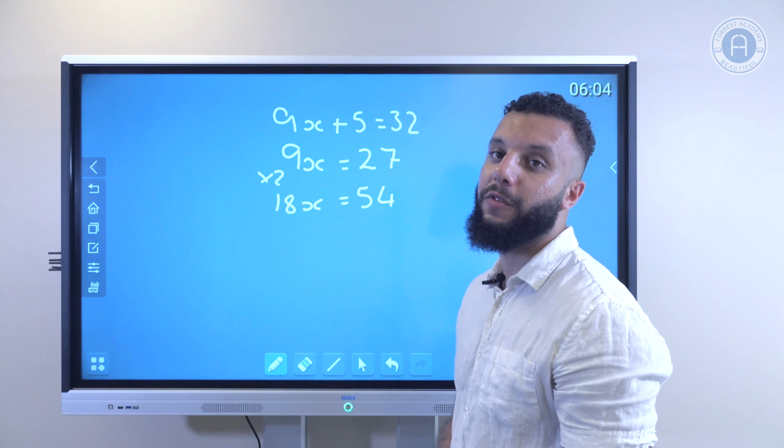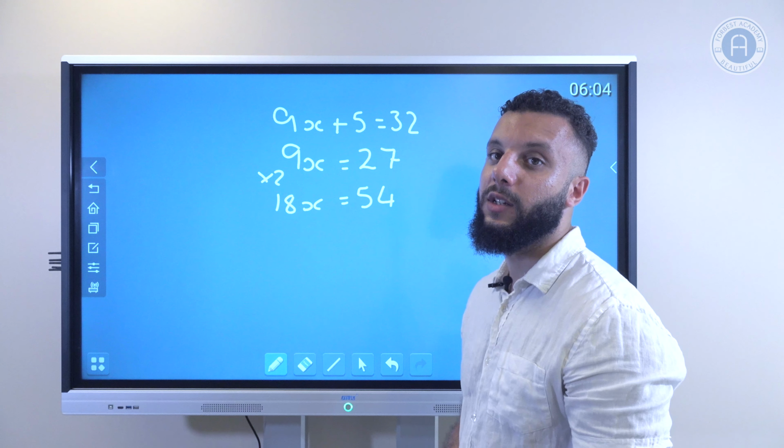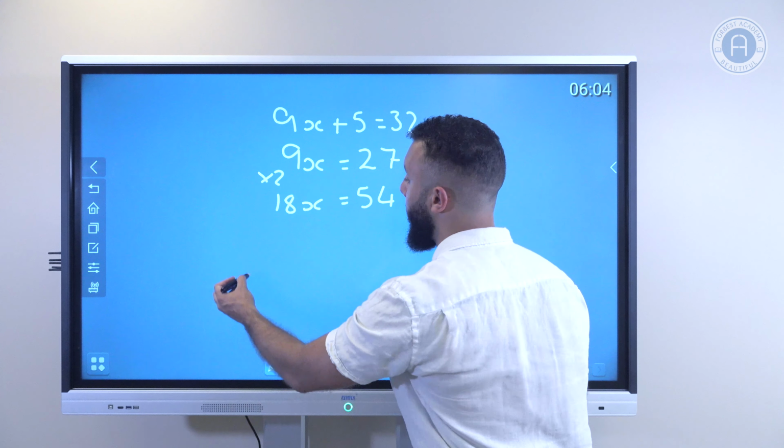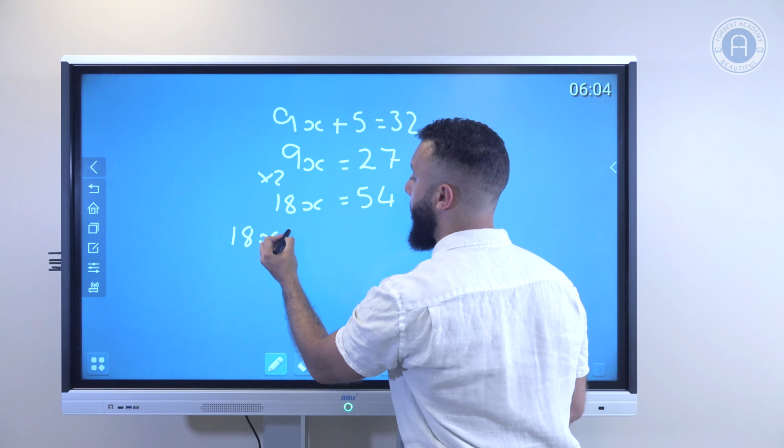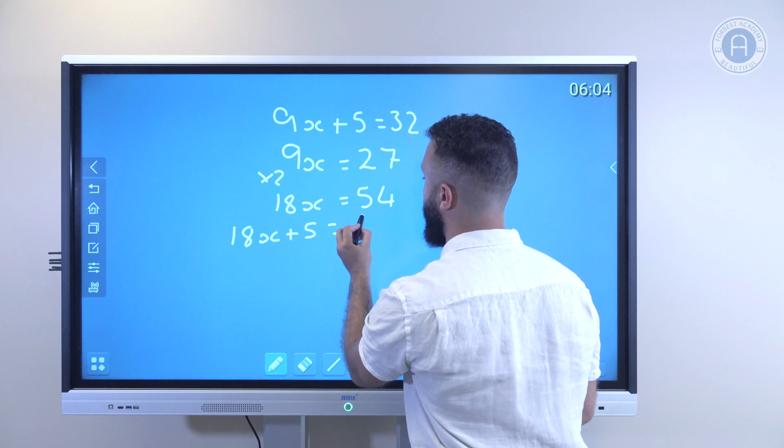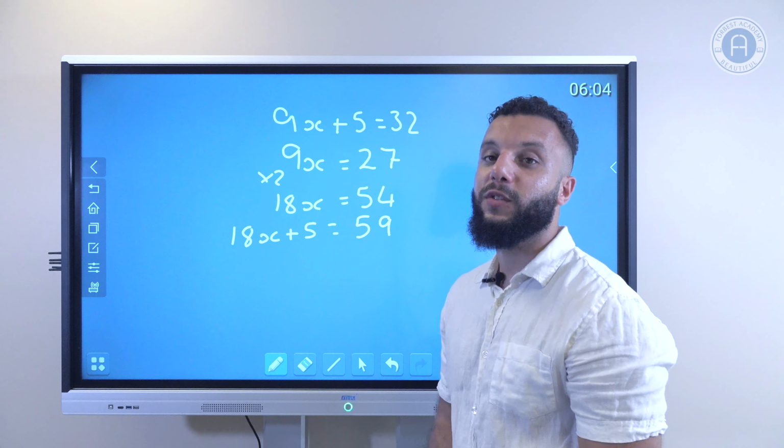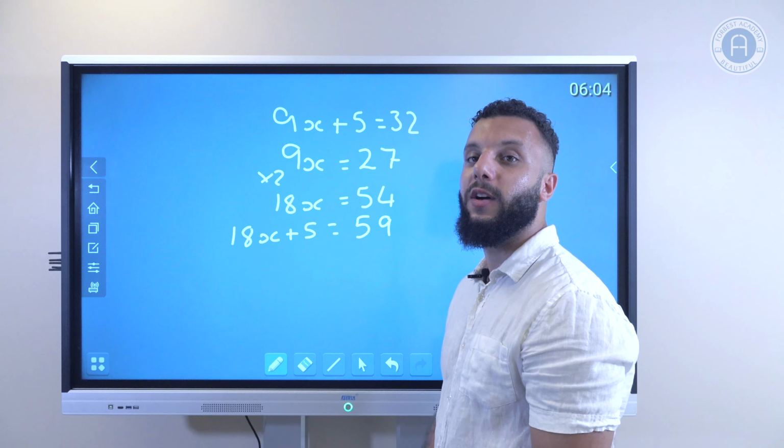So now we have the value of 18x, we just want to find the value of 18x plus 5. To do this, all we have to do is add 5. So let's add 5 to both sides. 54 plus 5 gives me 59, making the answer 59.